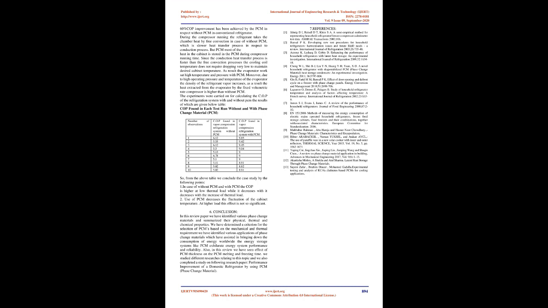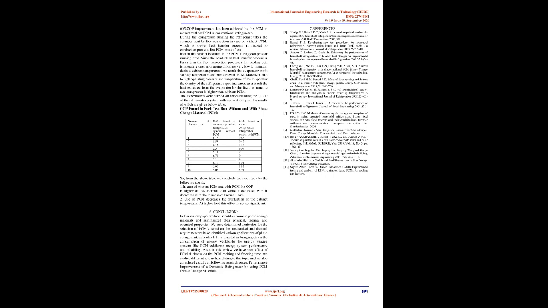The experiments were carried out for calculating the COP of the refrigeration system with and without PCM, the results of which are given in the table below. COP found in each test run without and with phase change material, PCM. Number of observations, COP found in vapor compression refrigeration system without PCM, COP found in vapor compression refrigeration system with PCM. So, from the above table we conclude the case study by the following points. 1. In case of without PCM and with PCM, the COP is higher at low thermal load while it decreases with the increase of thermal load. 2. Use of PCM decreases the fluctuation of the cabinet temperature. At higher load this effect is not so significant.